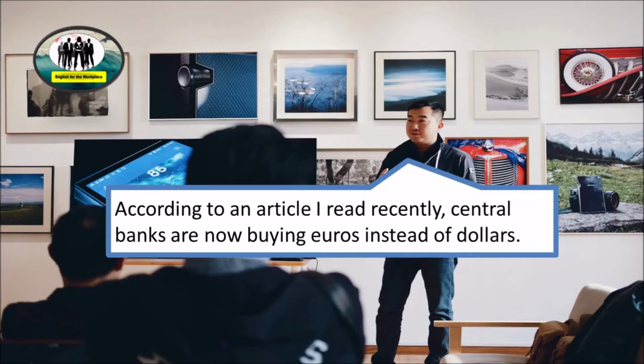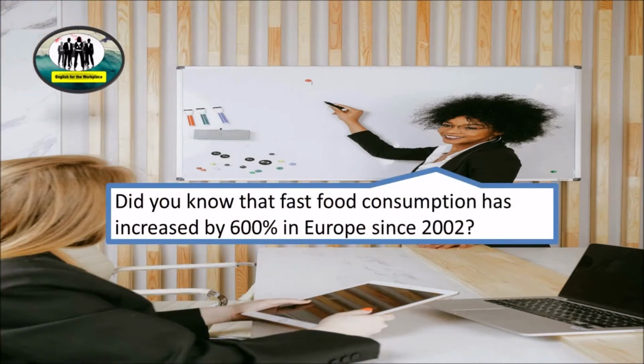Oh, this is very interesting. Let's listen. What is this man trying to say here? Or, for example, did you know that fast food consumption has increased by 600% in Europe since 2002? Interesting piece of information, something that you read in an article, in a newspaper, in a magazine, or watched on TV. This will help grab your audience's attention as well. Did you know that fast food consumption means eating fast food? Okay. Did you know that fast food consumption had increased by 600% in Europe since 2002?